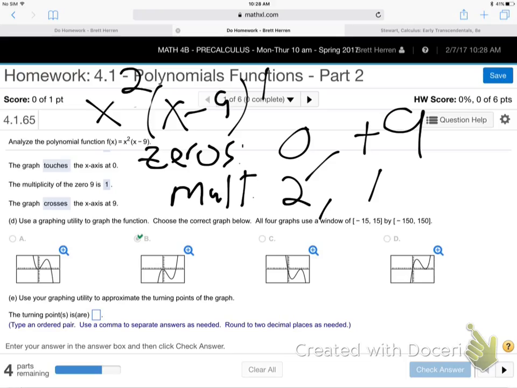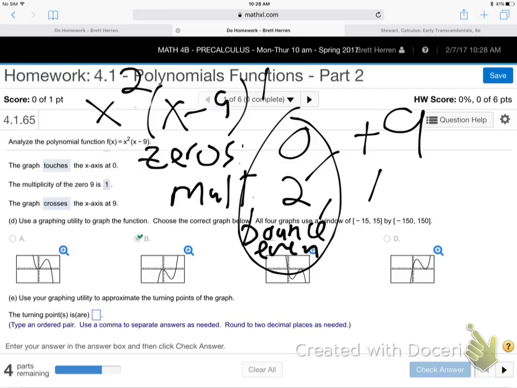And then that means that this one is a bounce because it's an even power. And this one is a pass-through.